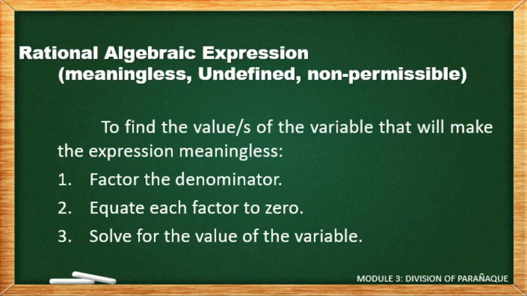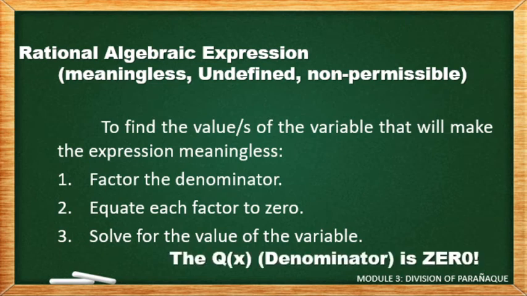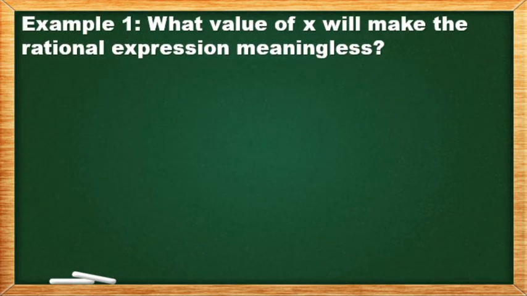So, let's try some examples kung paano natin malalaman na meaningless or undefined or non-permissible ang isang rational algebraic expression. Tandaan, the Q of x or the denominator is 0. Gagawin lang natin 0 ang denominator to say that they are meaningless, undefined, or non-permissible. So example number 1. What value of x will make the rational algebraic expression meaningless?